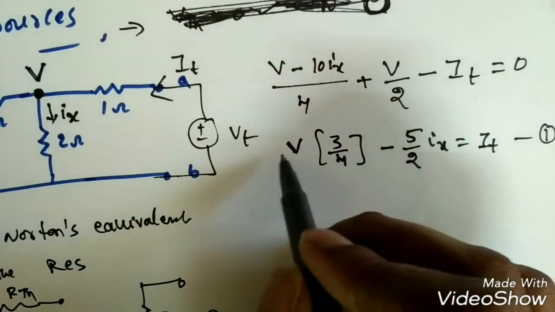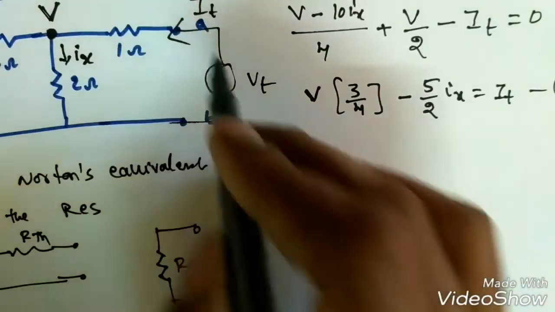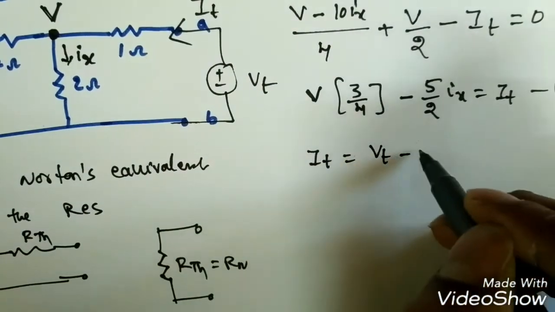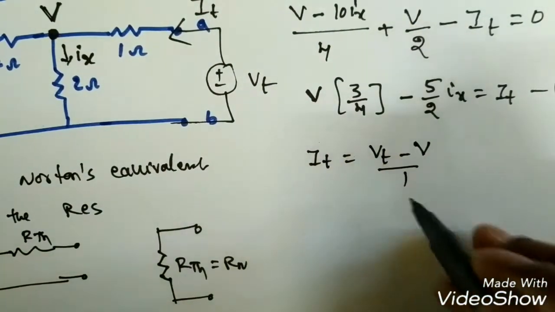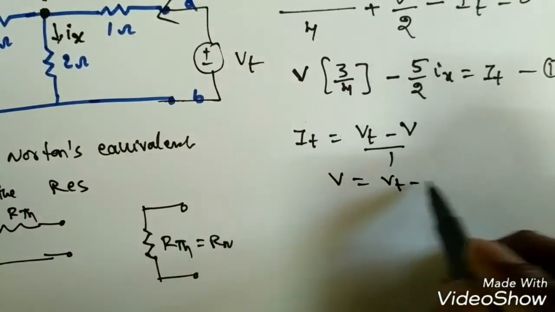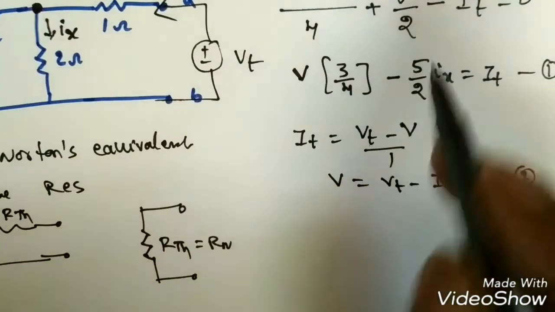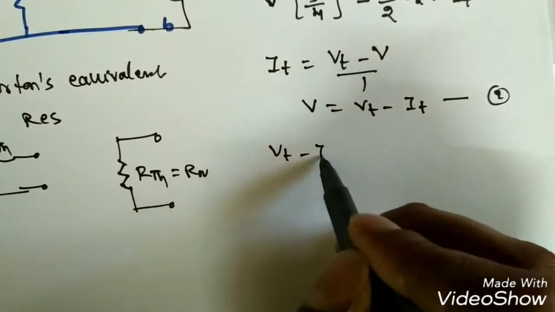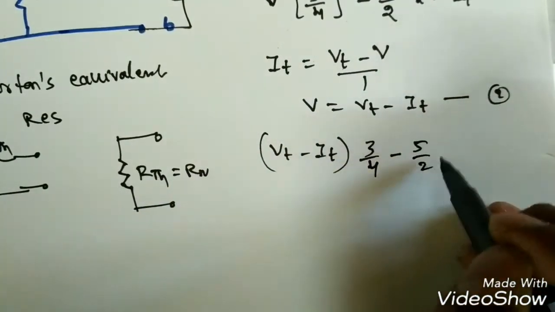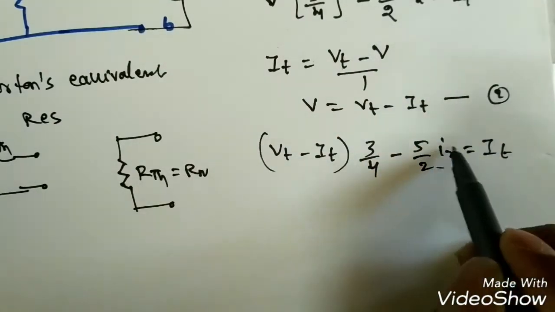So here Ix is there, here V, so we need one more expression. If you see this, IT is nothing but Vt minus V by 1, or we can say V is equal to Vt minus IT. This is equation 2. Now if I substitute here, I will get (Vt minus IT) into 3 by 4 minus 5 by 2 Ix equal to IT.